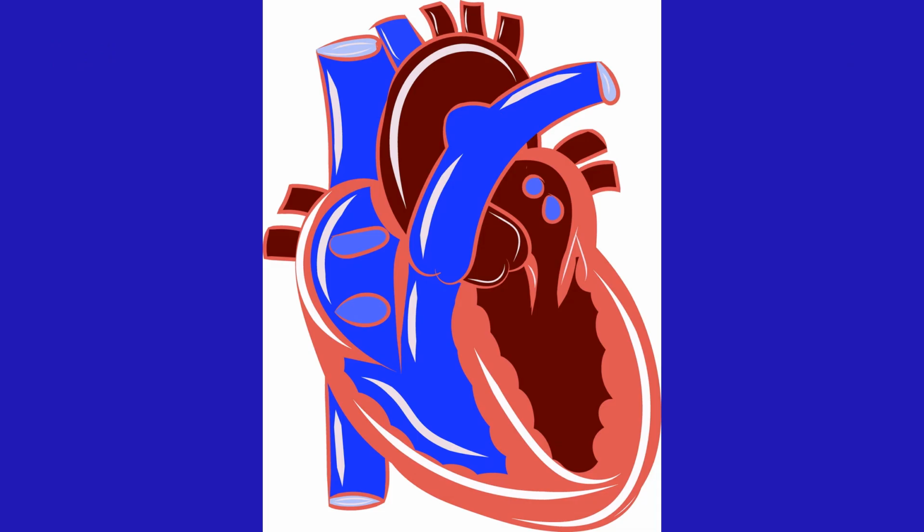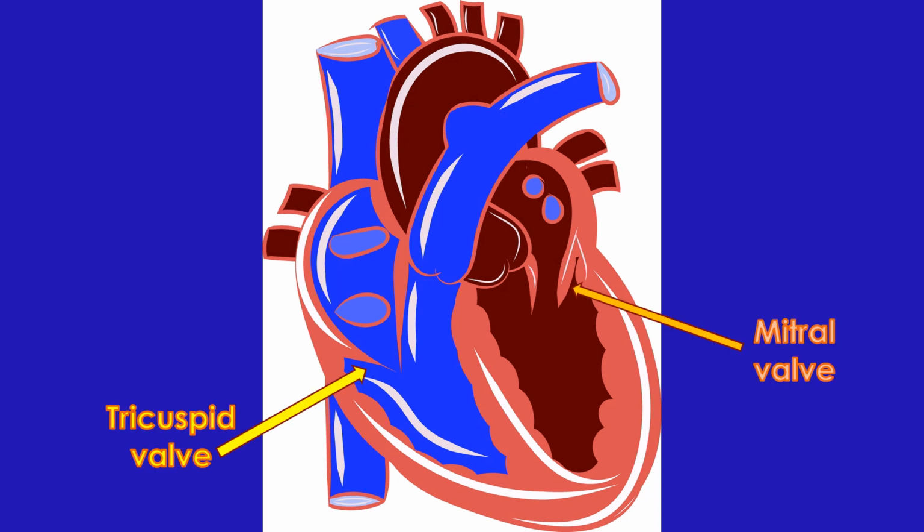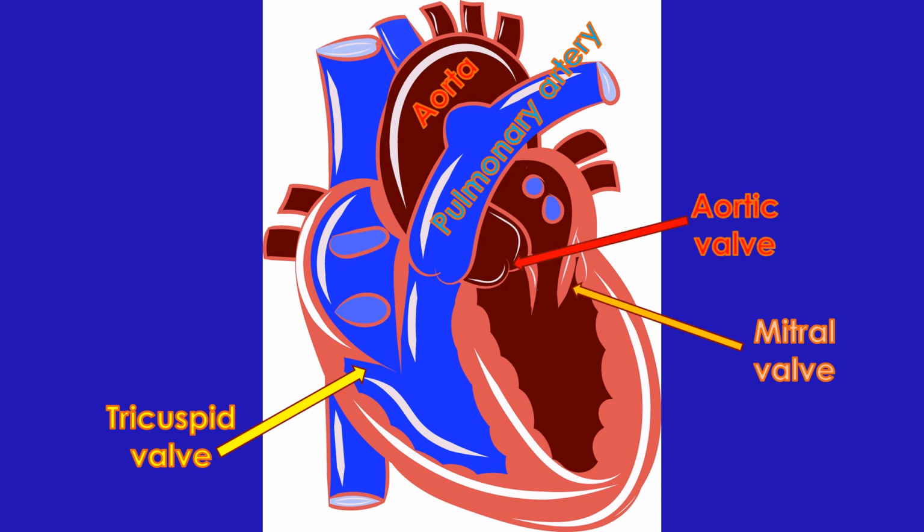The valves between the chambers are the tricuspid valve between right upper and lower chambers and mitral valve between left upper and lower chambers. Aorta is the great vessel carrying oxygenated blood to the body arising from the left ventricle. Pulmonary artery carries blood to the lungs for oxygen enrichment from the right ventricle.